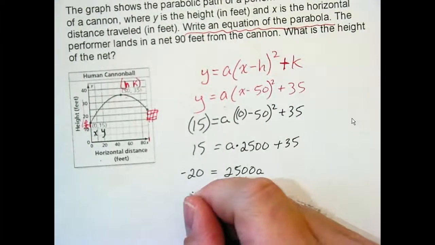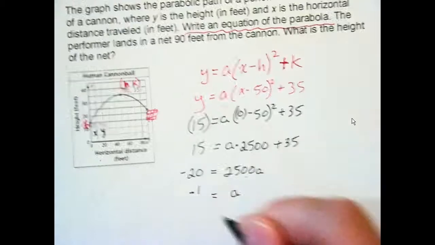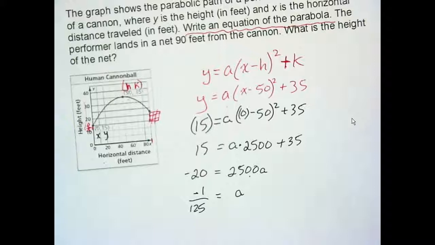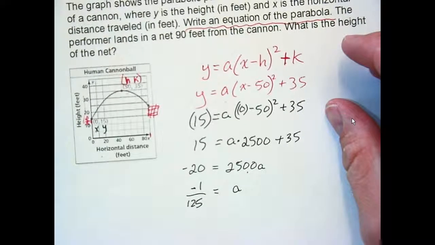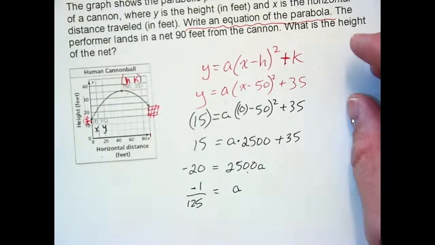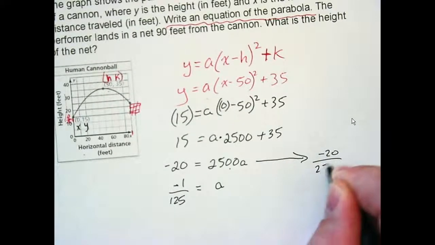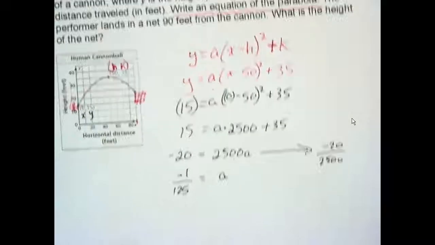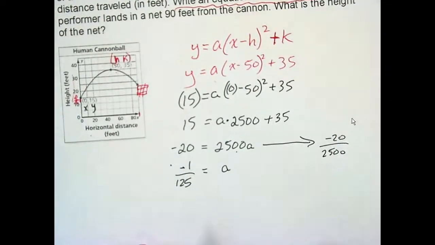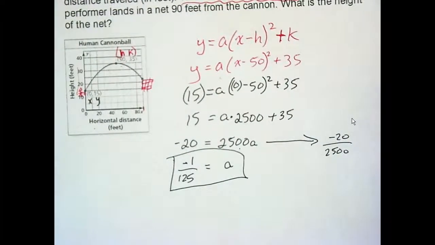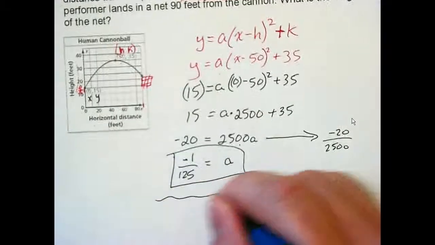Divide by 25, or 2,500, we get negative 1/125th. Because you have to get A by itself. All right. So, we have our A term. Are we done with the equation? No. Write the new equation, please.